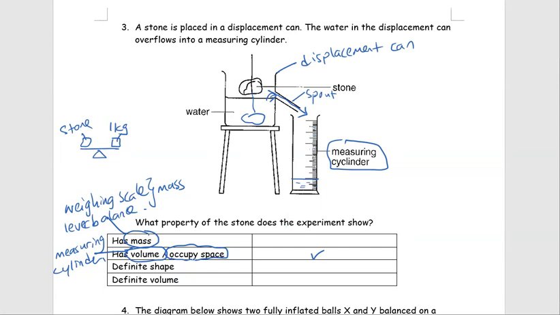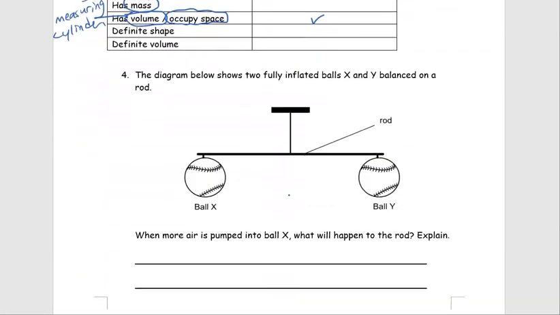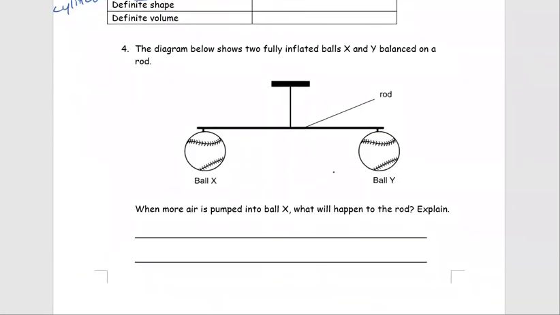Okay, no mass, it doesn't show that it has mass at all. To show that it has mass, you need to see a weighing scale or lever balance. Okay. Number 4, the diagram below shows two fully inflated balls X and Y balanced on a rod. When more air is pumped into ball X, what will happen to the rod? Explain.